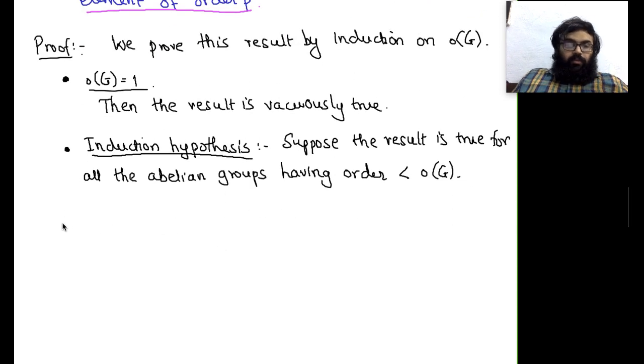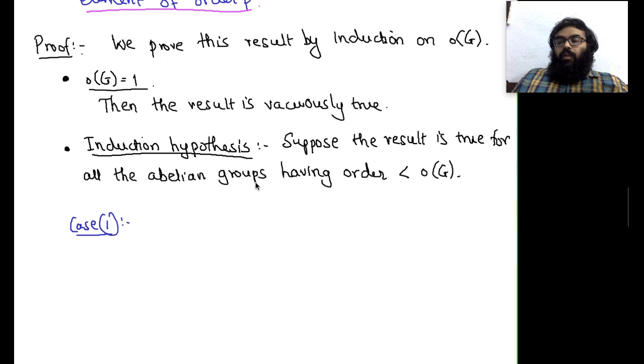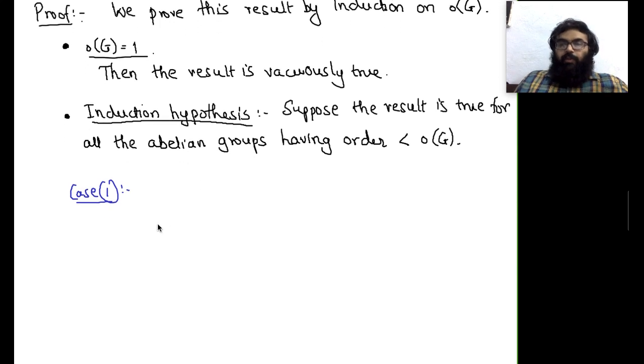And now we consider 3 cases. Right? So case 1. Now we prove the actual case for G, the order of G. Case 1: G has no proper subgroup.